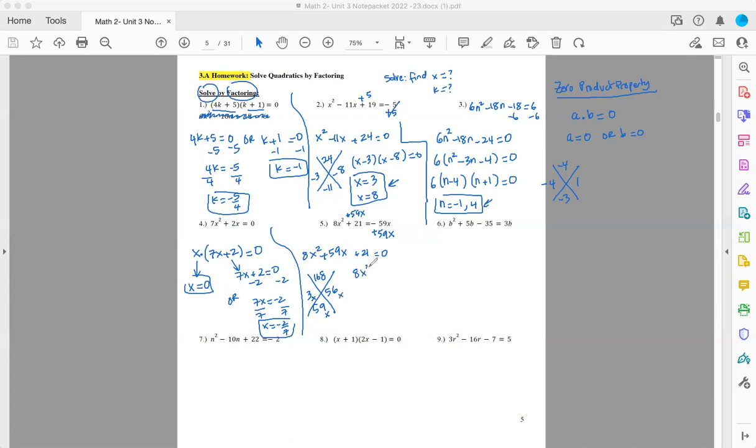So we can write it as 8x squared plus 56x plus 3x. That's where our 59x came from, plus 21 equal to 0. And then you can do grouping: 8x multiplied by x plus 7, plus 3 times x plus 7. And remember, you anticipate this happening here again. And therefore, 8x plus 3 multiplied by x plus 7 equal to 0. Don't forget that.